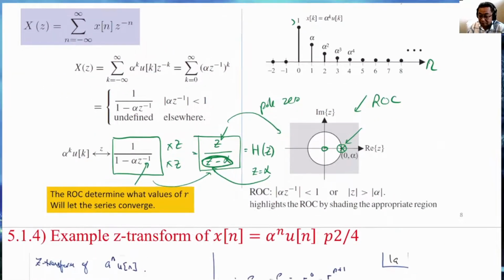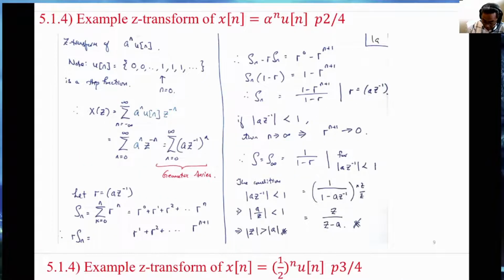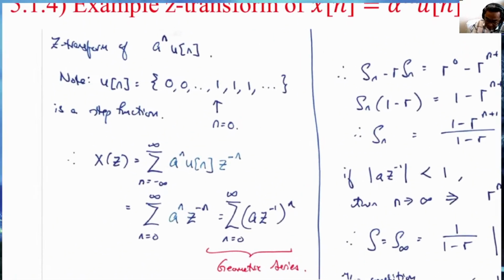Alright, let's do the geometric series exercise. Let's recap. We are given the sequence, and the sequence is a to the power of n, and n is an integer.